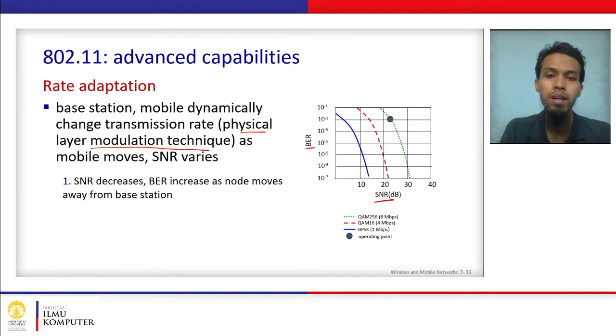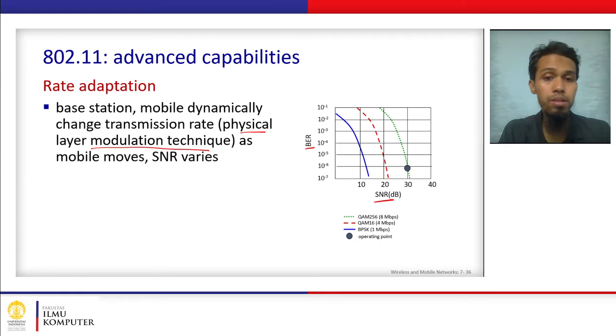For example, in the initial state, we get 30 dB SNR. Let's say we are very close to the base station or access point, so we receive higher SNR. So we can use the highest modulation technique, which is QAM 256. This is 8 bits per symbol, so 8 megabits per second. But this is not really true. The most correct saying is 8 bits per symbol.